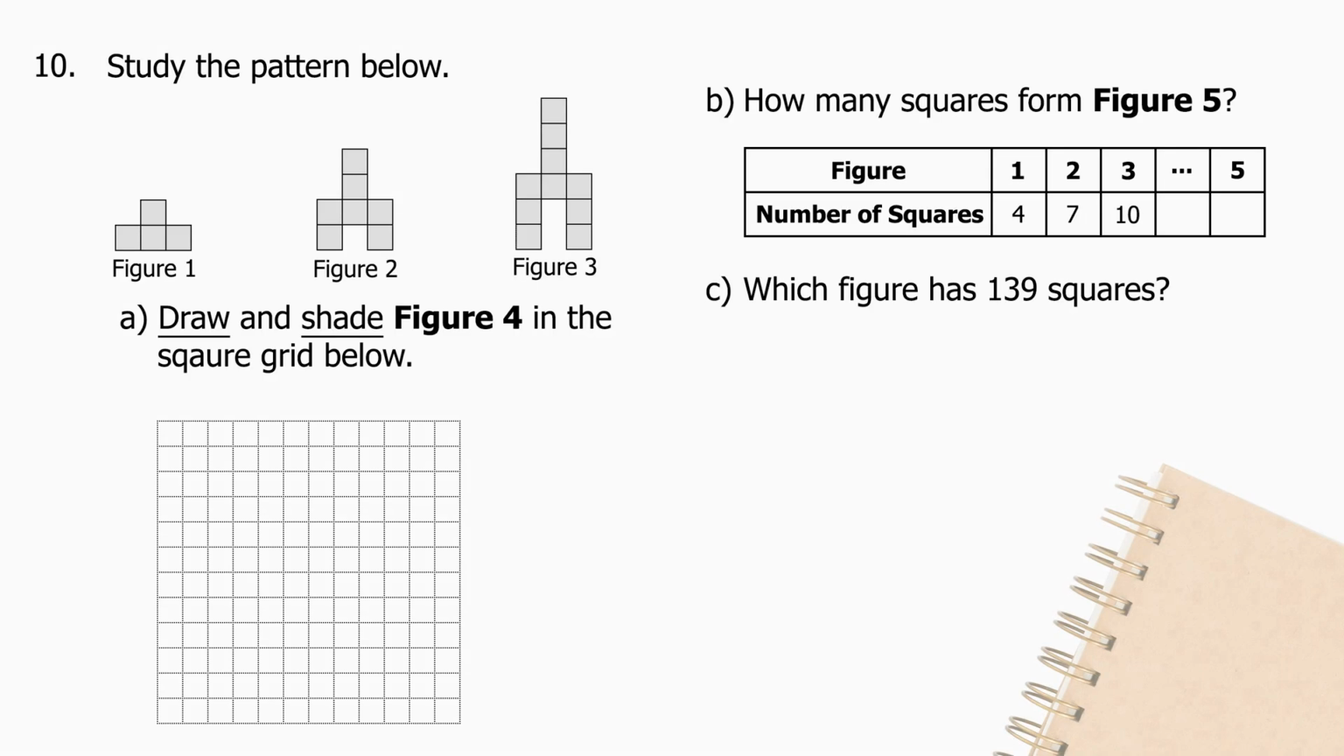Question 10. Study the pattern below. A. Draw and shade figure 4 in the square grid below. B. How many squares form figure 5? C. Which figure has 139 squares?